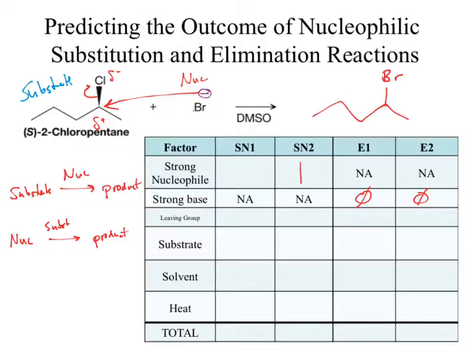Would DMSO not be this base? We'll look at DMSO in a second. Leaving group, I would argue just not worry about it at all, but we could go through and mark it. Yes, there's a leaving group. Substrate. It's secondary. Secondary substrate means all of the above are valid. Solvent.